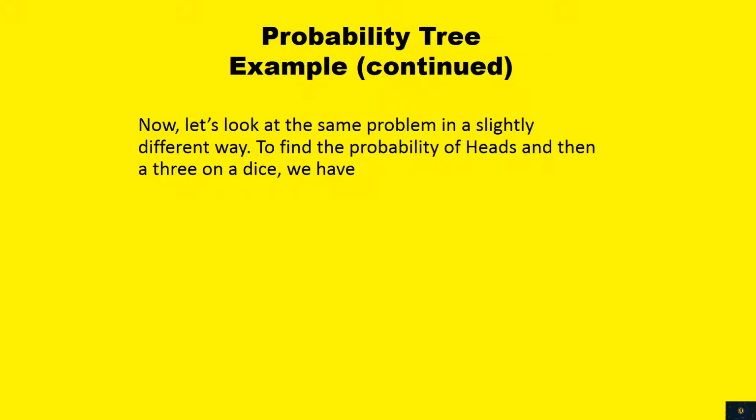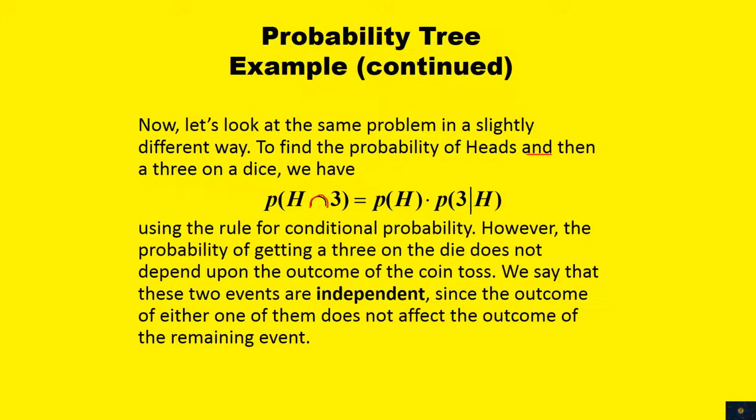Now let's look at the same problem, flip a coin, roll a die, in a slightly different way. To find the probability of heads and then a 3, well, there's that and, right? That's what they said. Heads and a 3. Heads and then a 3. Well, probability of heads times the probability of 3 given heads. Now, given that you had a head, what's the probability of 3? Well, it's no different than if you had a tail. It's no different than if you didn't have a coin flip at all. It's just going to be 1/6.